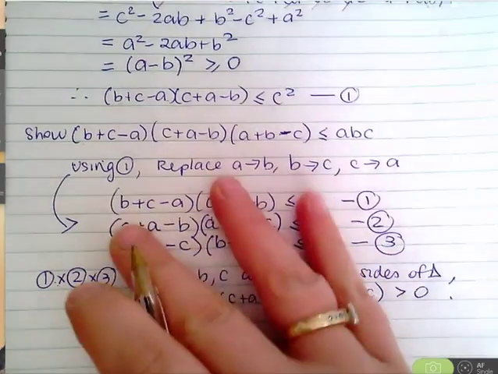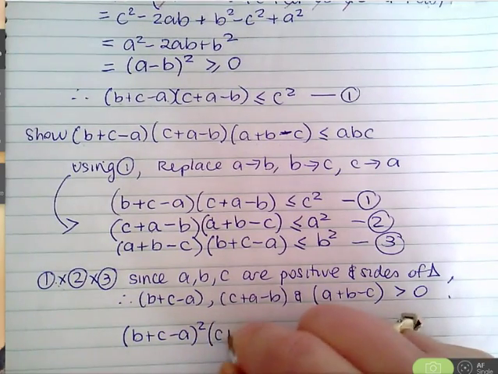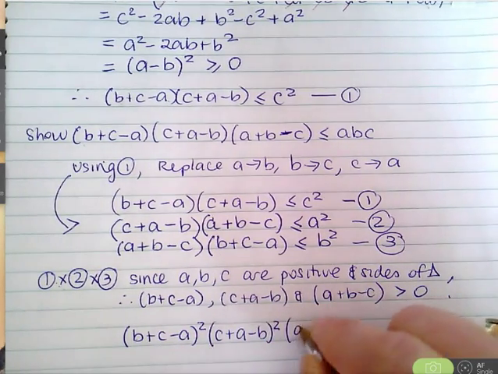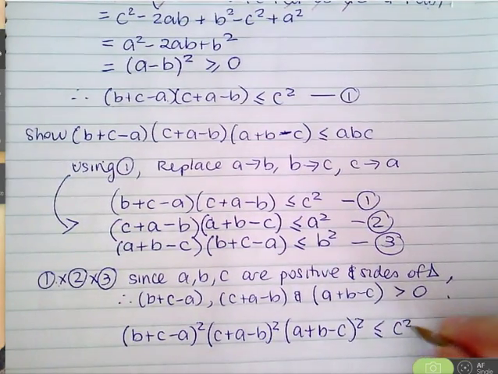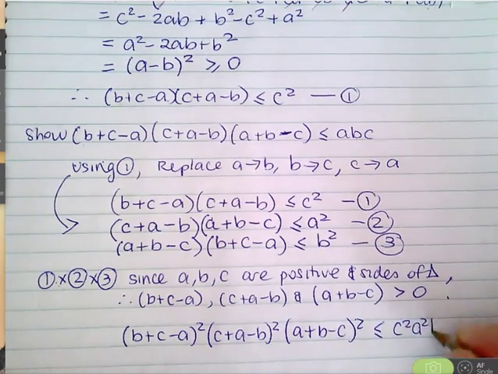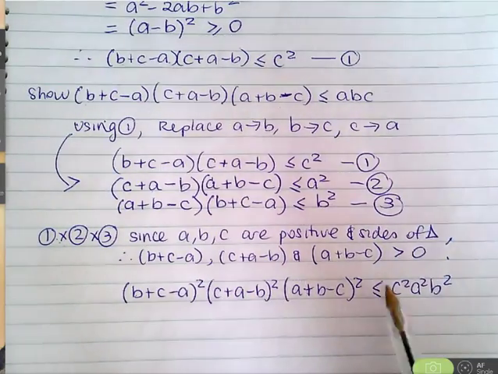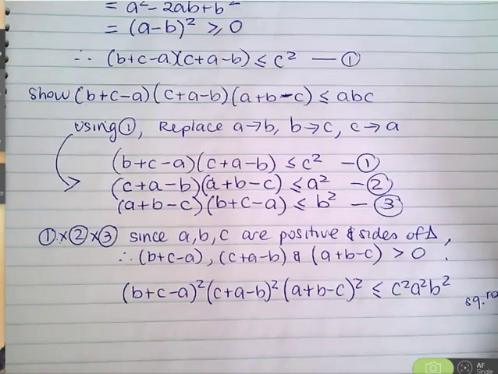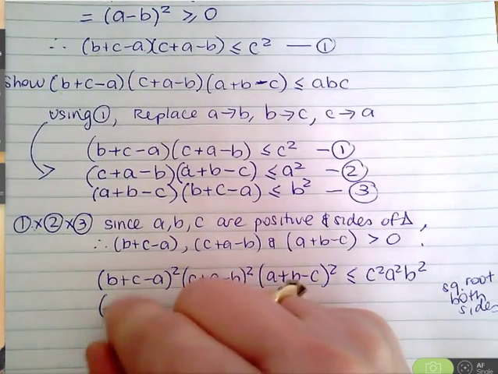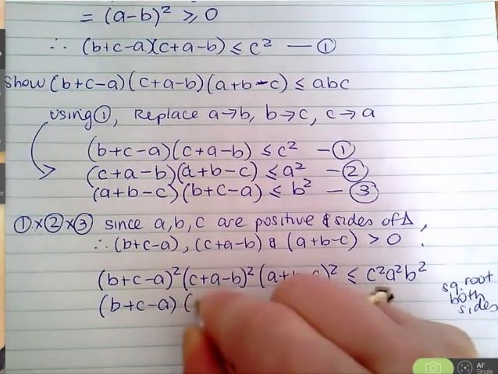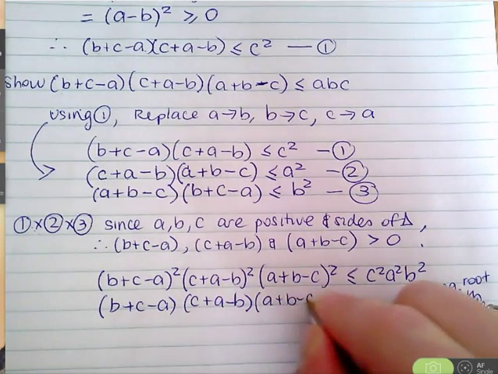Okay? So if we're multiplying, we would get that B plus C minus A squared times C plus A minus B squared times A plus B minus C squared. So we're multiplying all these together, is less than or equal to C squared times A squared times B squared. Now taking the square root of both sides. Now we can do this because all these expressions are positive. So square root both sides, and we will get that B plus C minus A times C plus A minus B times A plus B minus C.